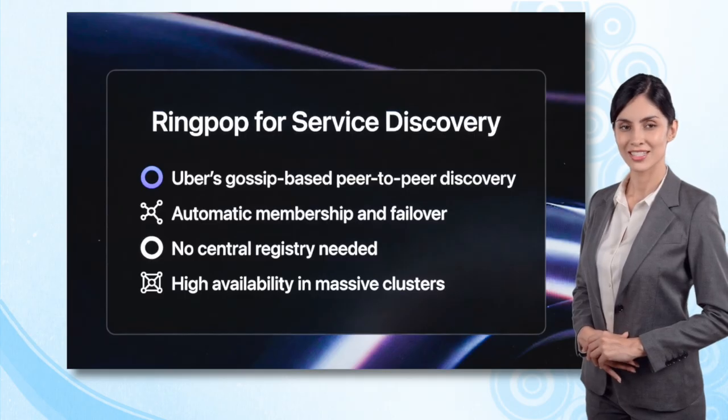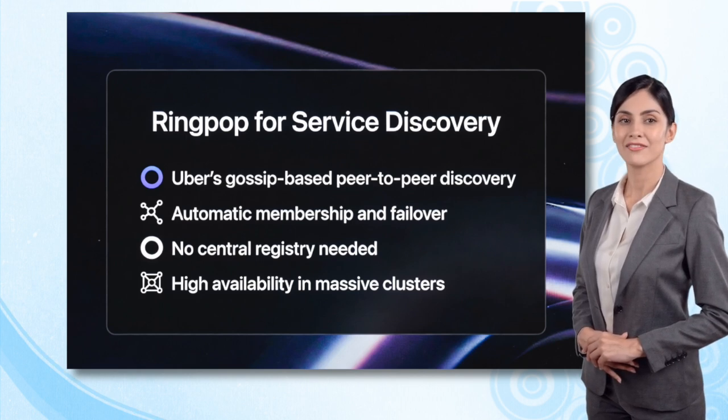This was critical for their scale and directly relates to the service discovery patterns we saw with Eureka at Netflix, day 42, and on day 27. Ringpop helped Uber maintain high availability even as the number of services and instances grew into the thousands.